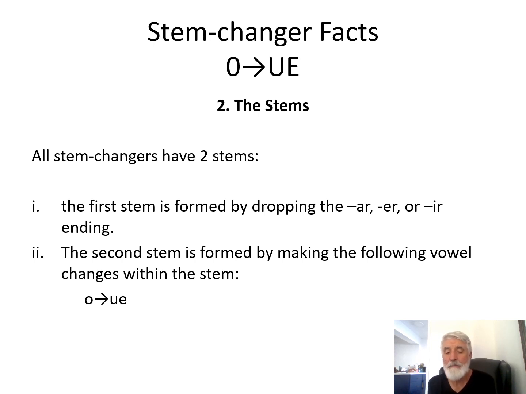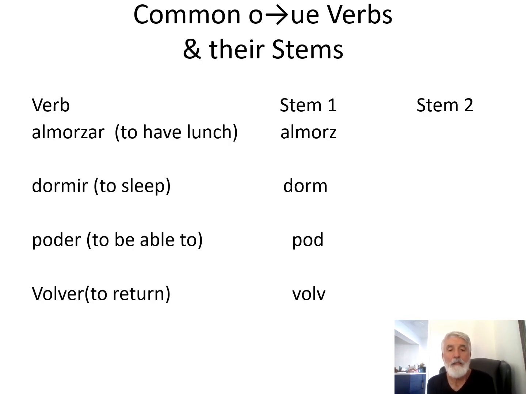But with stem changers, we have a second stem. And the second stem is formed by making the following vowel changes within the original stem. So the O of that first stem changes, and specifically the O changes to UE. Now here are some common O to UE verbs, and you should all know these verbs, be familiar with what they mean, and you should know how to conjugate them. But let's look at them.